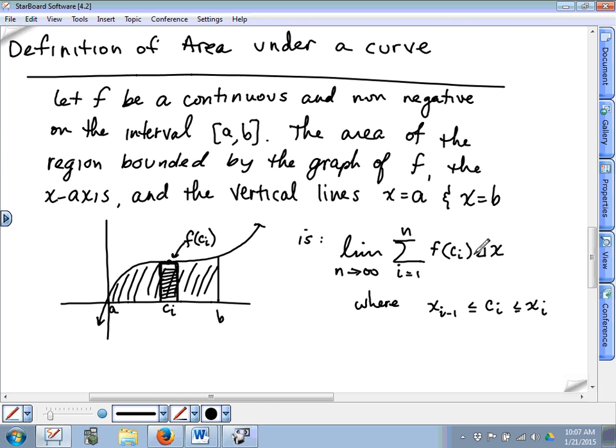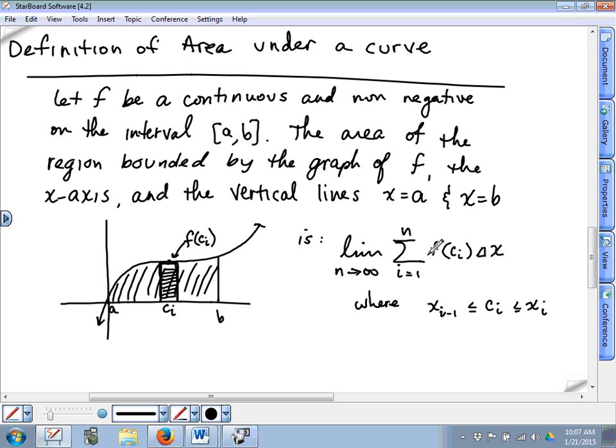That's b minus a over n. So the width of this rectangle is delta x. We have a height times the width. That's just going to be the area of each rectangle. There's an infinite number of rectangles because n is approaching infinity. That's the definition of the area under a curve.